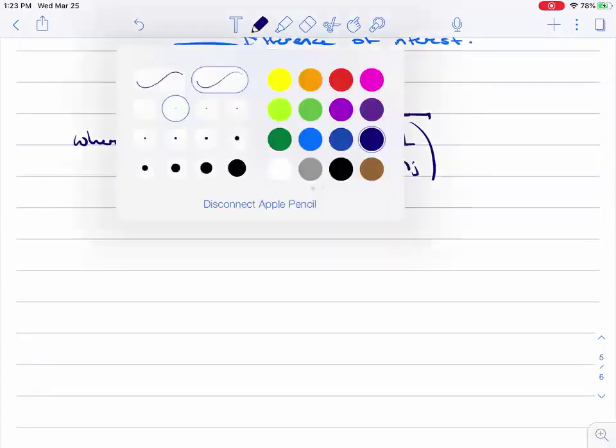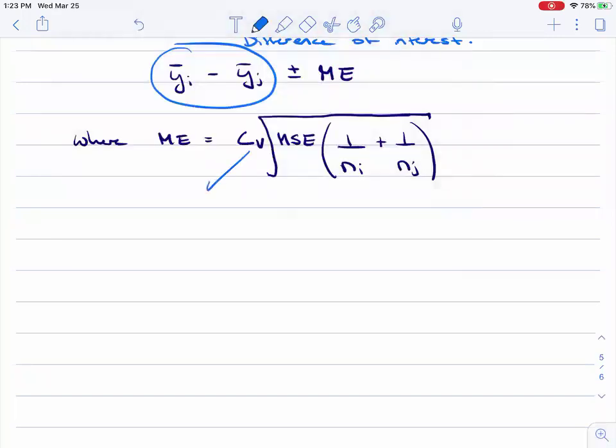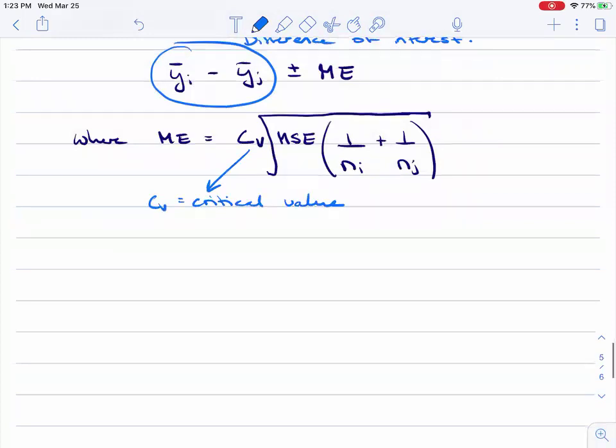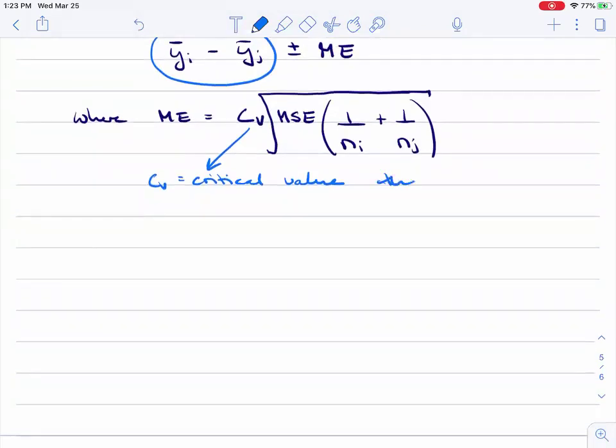Okay. So here, this CV is a critical value that differs for each method. Oops, it should say method. Everything else stays the same, right?